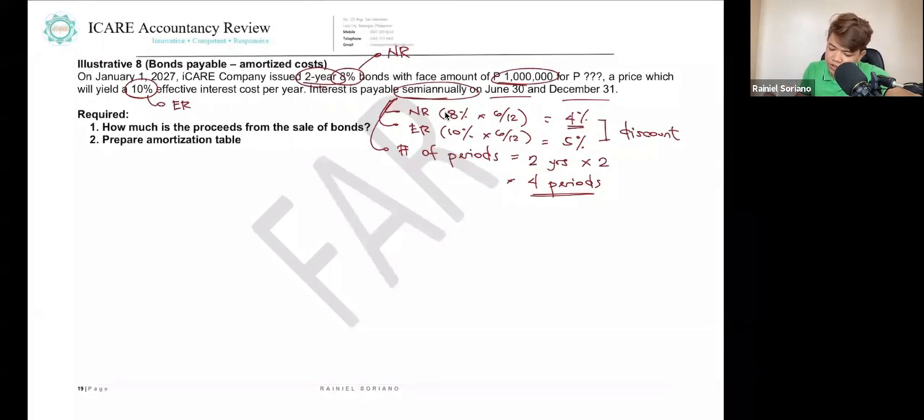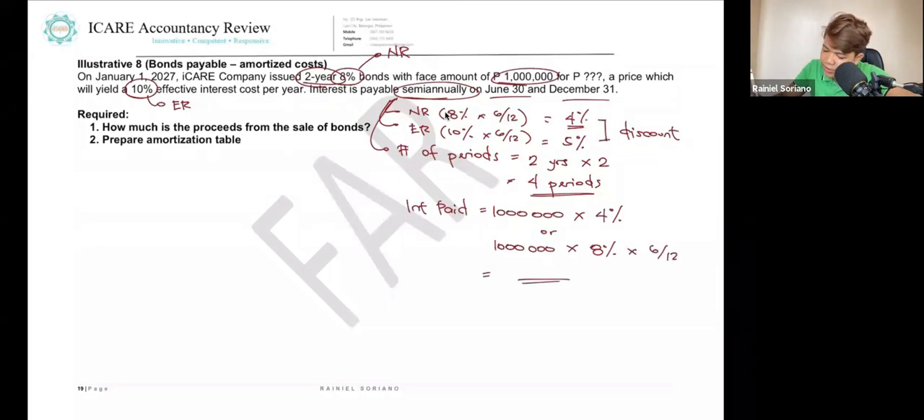So, now, how much is the proceeds from the sale of the bonds? Dito, compute muna natin yung interest payment natin semi-annually. Interest paid is equal to the face amount of 1 million times 4%. Or pwede rin na 1 million times 8% times 6 over 12. Pareho lang ang lalabas. So, the interest paid here is magkano? It is equal to 40,000 pesos. Tama ba? 1 million times 4% is 40,000.